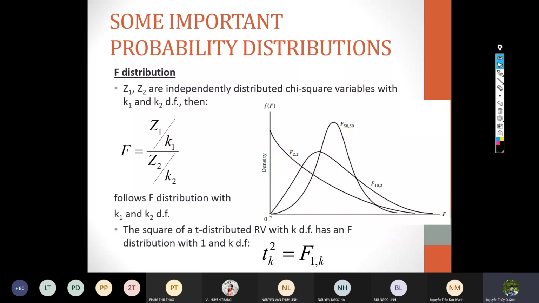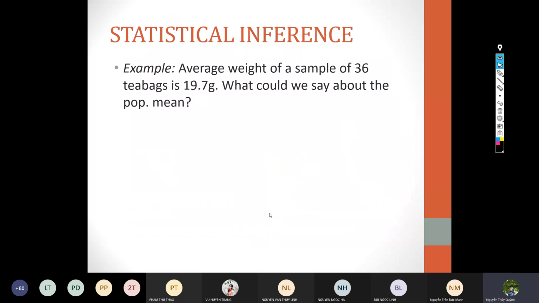So those are the most important distributions in statistics and probability that we will mention in this course. Later in the course, we will see each of these probability distributions, and we will discuss them more.